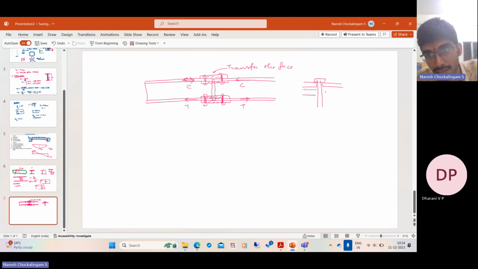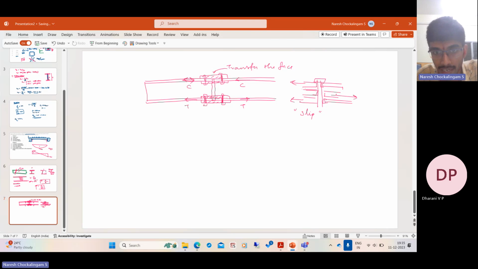This is the flange. So it is something like this. So the flange is pulled, the plates are pulled this way, and the flange is pulled this way. So what happens? This will come in contact here, and before it comes in contact, there's a small slip. Right? There's a small slip.